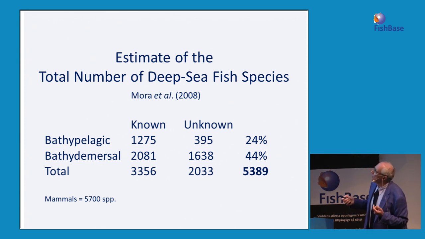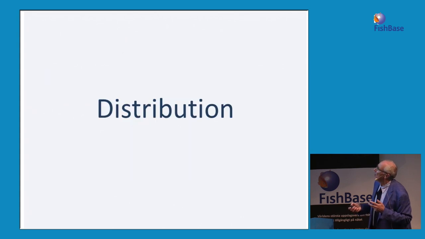There's higher diversity in demersal bottom living fish than in the bathypelagic fish because there's many more niches in the bottom living environment. Just for reference, there are 5,700 species of mammals known. So roughly speaking, deep-sea fish diversity is about the same as mammalian diversity.